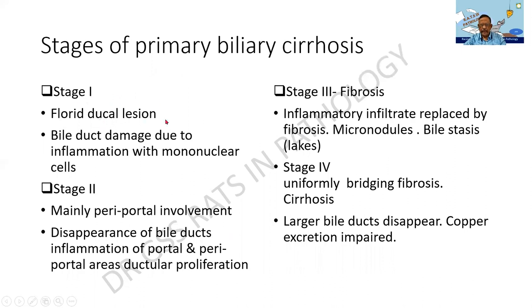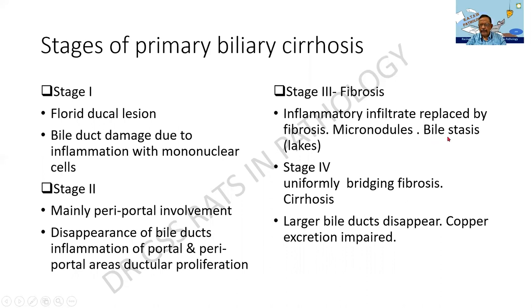Stage 1 is florid ductal lesion. The bile duct damage is due to inflammation with mononuclear cells. Stage 2 is mainly periportal involvement. There is a disappearance or a destruction of the bile ducts, and there is inflammation involving the portal triad. And stage 3, there is fibrosis. Fibrosis means initially there will be spurs of fibrous tissue, and later on there can be micronodularity.